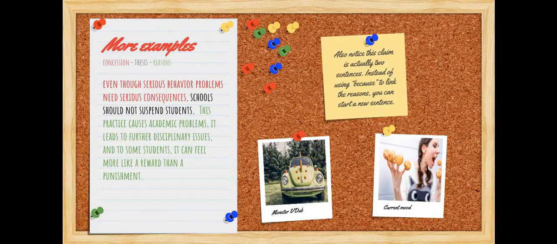And here is a final example. Even though serious behavior problems need serious consequences, so again, starting the concession with a contrasting transition word, moving on to the thesis, schools should not suspend students. This practice causes academic problems, it leads to further disciplinary issues, and to some students, it can feel more like a reward than a punishment. What I'd like you to notice here is that this claim is actually two sentences. This writer decided to, rather than using the word because, end the sentence after students and start a new sentence. You are free to do that in your essay as well.